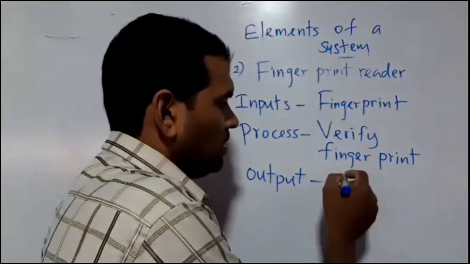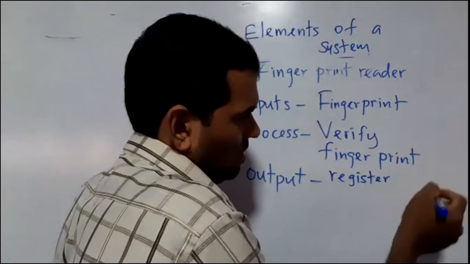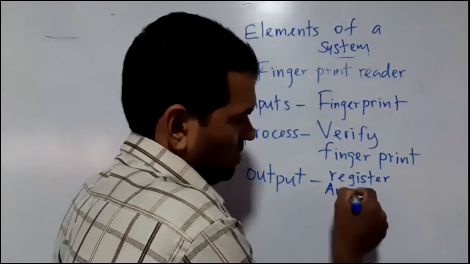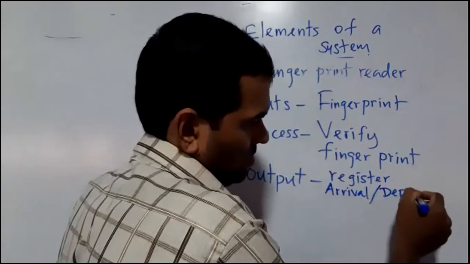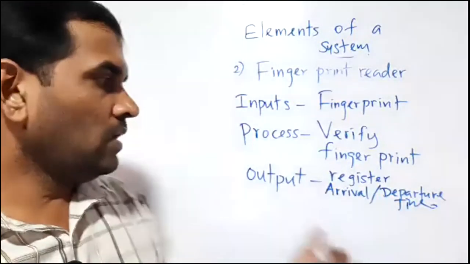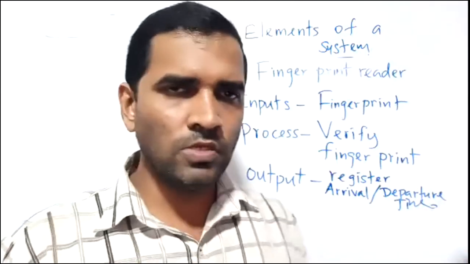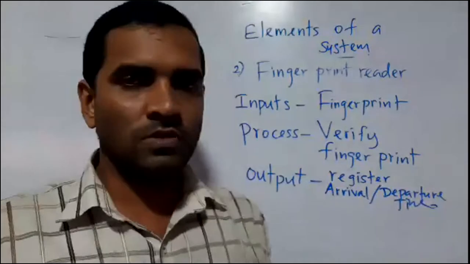So I can say that it registers the arrival or departure time, right? Arrival or departure time, that may be the output. Even you may argue that if it is invalid, we have some messages, right? That is possible, but think in a positive way. So we have such outputs.